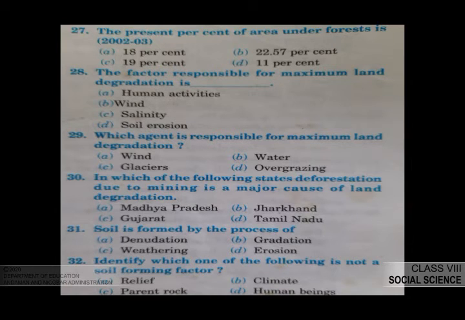Now the next question is, in which of the following states is deforestation due to mining a major cause of land degradation? Okay. मतलब खनन करने की वजह से वहाँ पे ज़्यादा पेड़ों की कटाई हुई. ओके. तो इससे जो है वो लैंड डिग्रेडेशन का एक मुख्य कारण बना. तो इनमें से ऐसे कौन से राज्य है वो आपको चुनना है. सो उसमें आपके ऑप्शंस हैं मध्य प्रदेश, झारखंड, गुजरात या फिर तमिलनाडु.